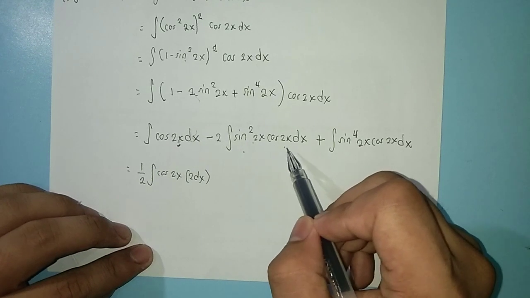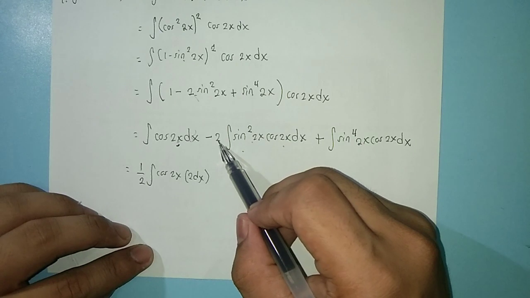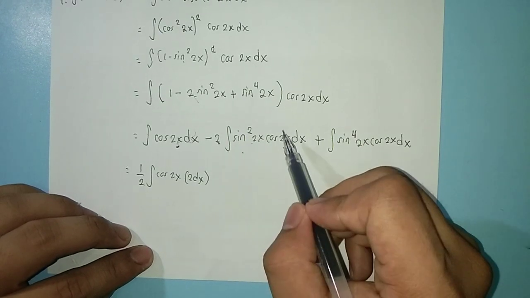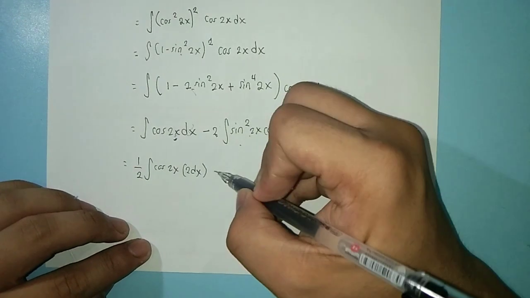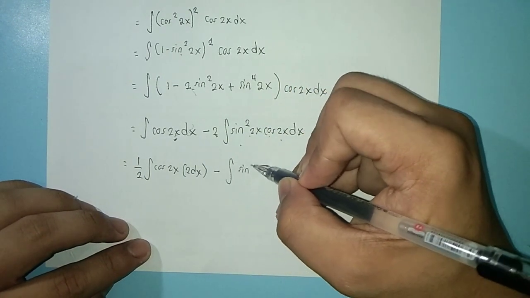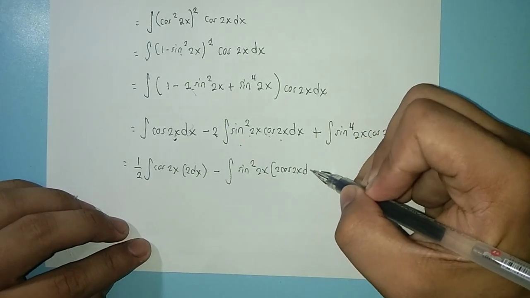Pero meron lang tayong cosine 2x dx dito, kulang ng 2. Meron naman ng 2. So, hindi natin kailangan mag-add. Ipasok na lang natin tong 2 dito. So, hindi natin kailangan ng balancing factor. So, minus square of sine 2x 2 cosine 2x dx.